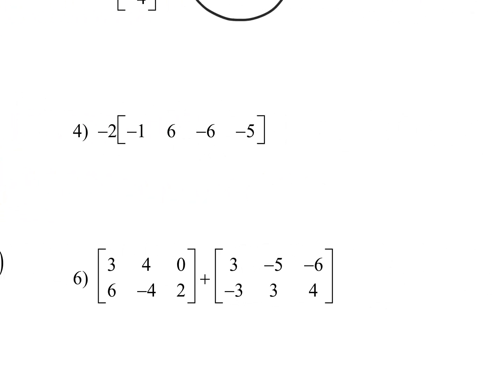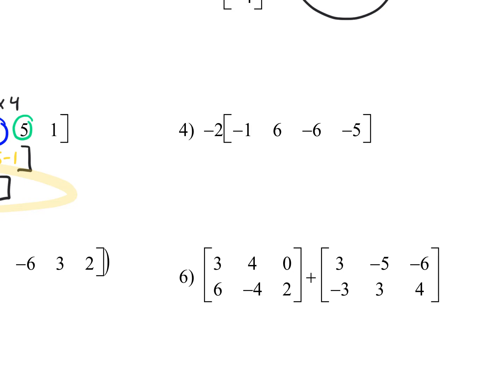Let's look at number 4. What do I need to do here? How many rows do I have? 1. How many columns? 4. What do I do? Multiply. So I'm distributing this negative 2 to everything on the inside. So what's negative 2 times negative 1? 2. Negative 2 times 6? Negative 12. Negative 2 times negative 6? 12. And negative 2 times negative 5? 10.